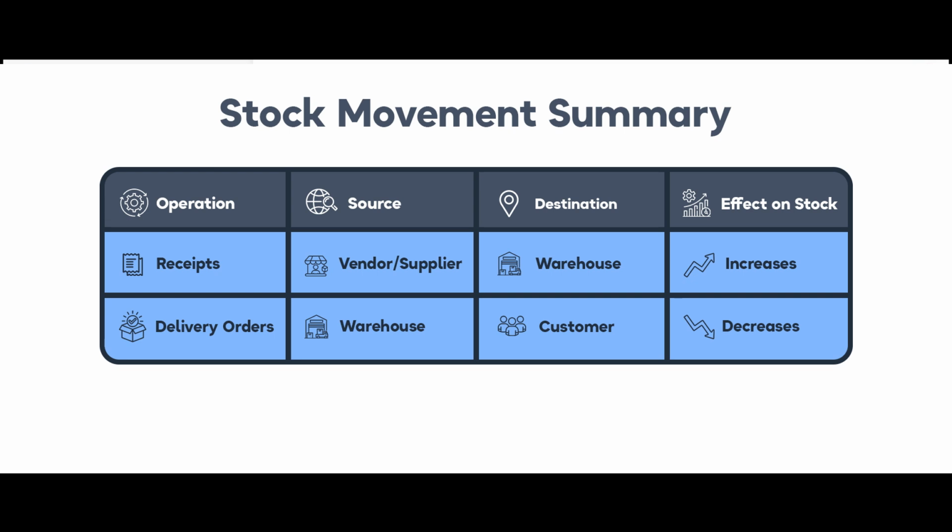So now talking about the stock movement summary, we can see the effect on inventory for the receipts and delivery orders. The source in the receipts was the vendor or supplier, and the source for the delivery orders was the warehouse. Then the destination for the receipts was the in-house warehouse of our company, and the destination in the delivery orders was at the customer's end. Now, talking about the effect on stock, while receipts as an operation increase our stock, delivery orders as an operation decrease the stock.